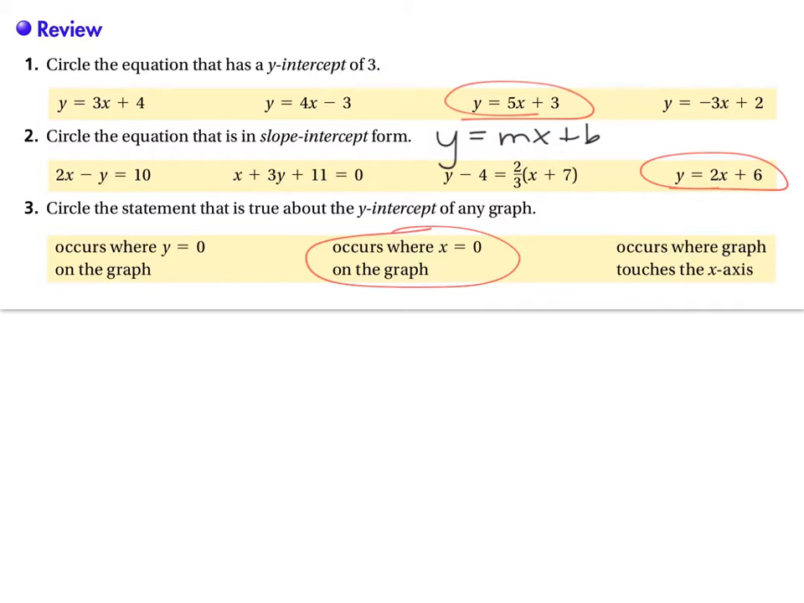And what's true about the y-intercept? If y was equal to 0, it would be the x-intercept. So that's not it. And where the graph touches the x-axis is the x-intercept. So that leaves a circled one as the possible y-intercept. The y-intercept is where x equals 0.